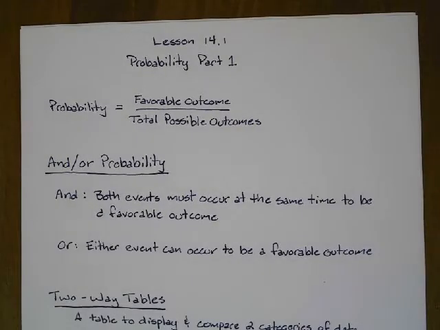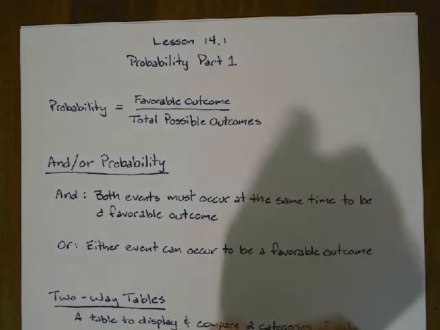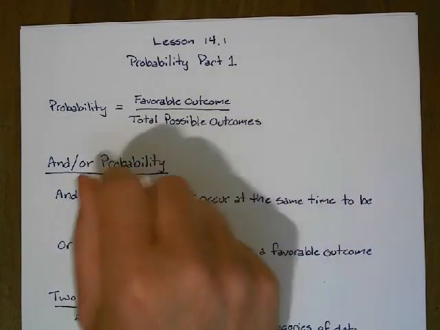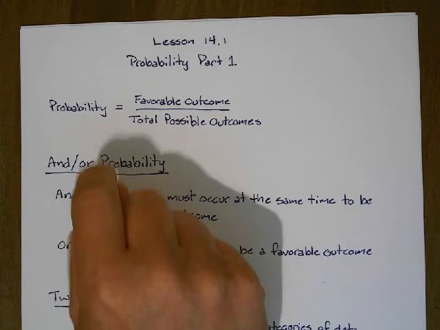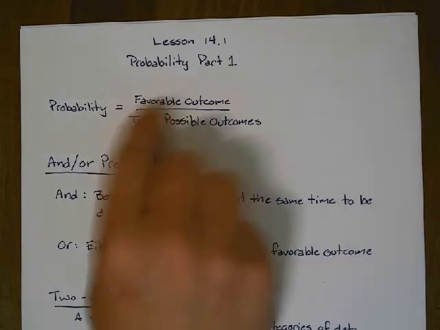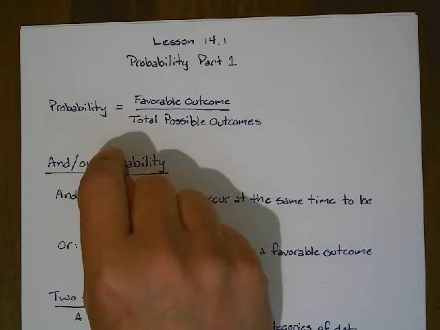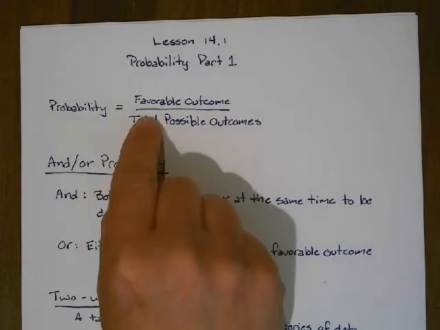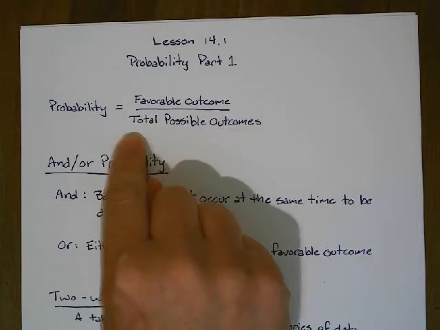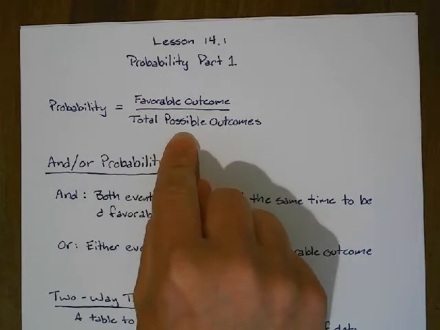All right, Math 2, this is our last unit. We're going to look at probability in this unit. So we're going to start with just the general definition of what probability means. Probability means that we're going to take some kind of fraction. Our probability is always going to be our favorable outcome divided by the total possible outcomes. So what does that mean?